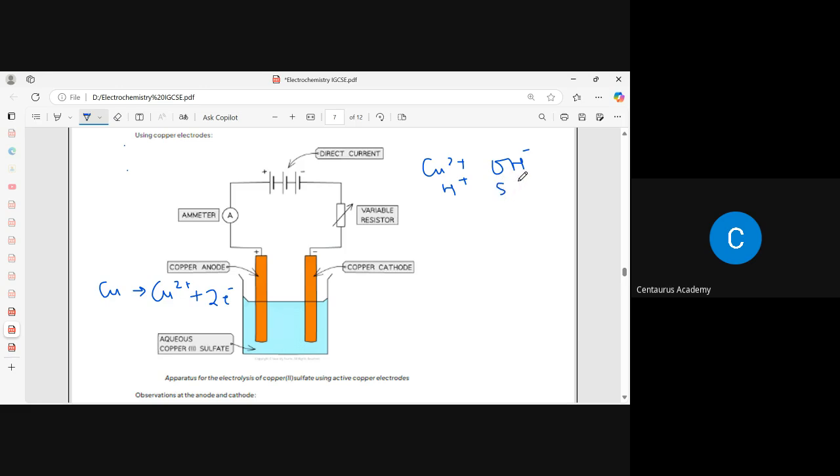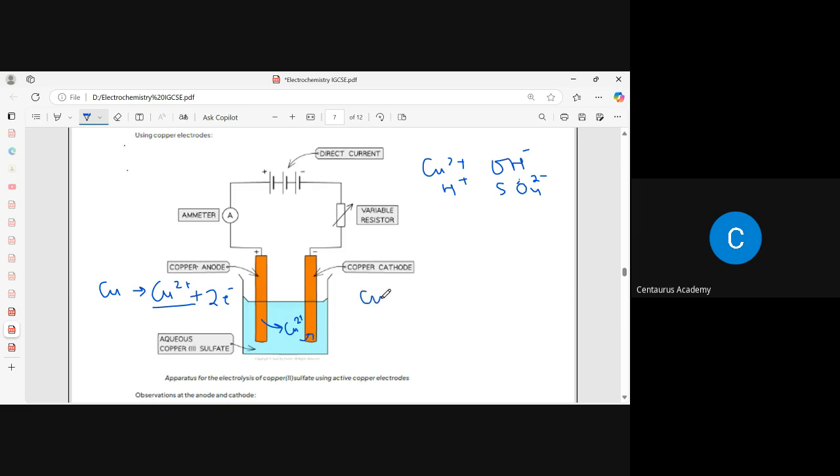The reaction at the anode is that this copper anode dissolves to form copper 2 plus ions, and it loses 2 electrons. These copper 2 plus ions go into the electrolyte, and then they are eventually deposited onto the cathode, since they are attracted towards the copper cathode.